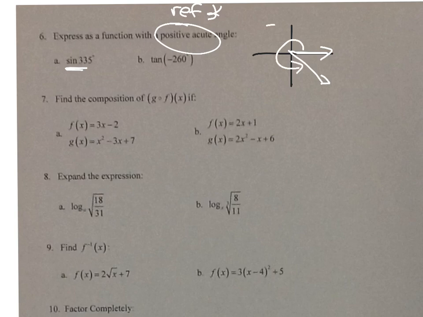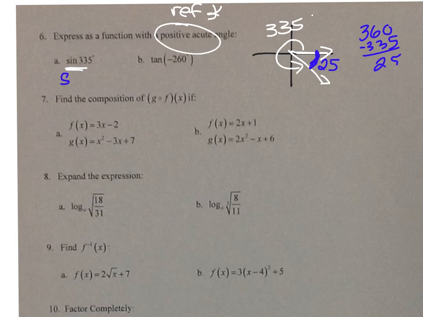So here's 335. I want the reference angle, this angle here. To get the reference angle, we do 360 minus 335, which is 25. So the reference angle is 25.